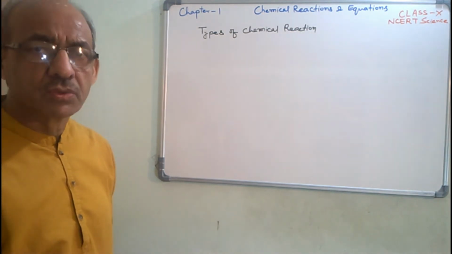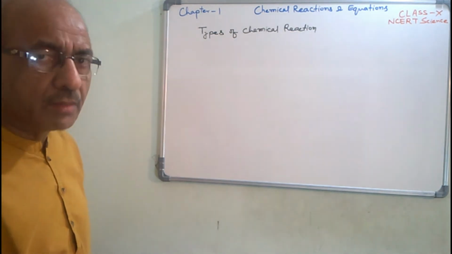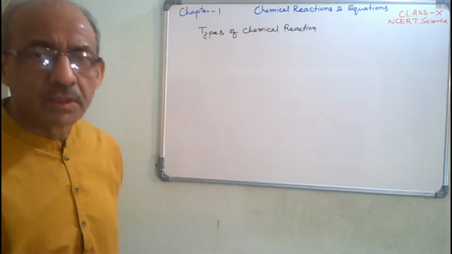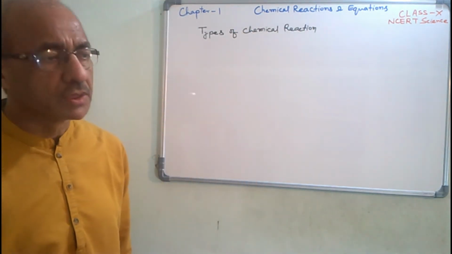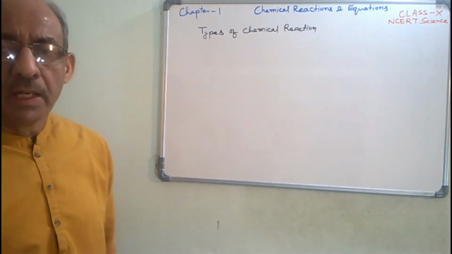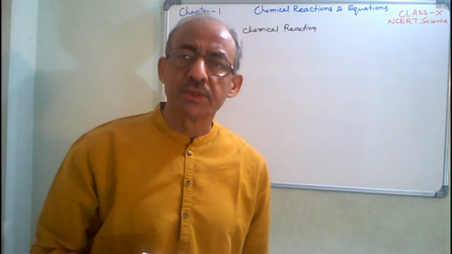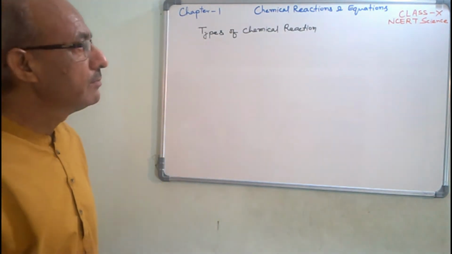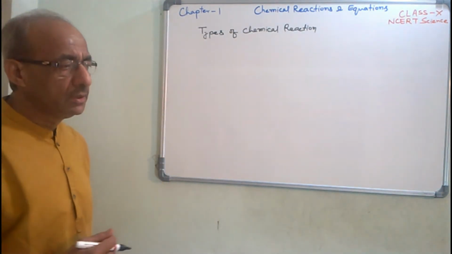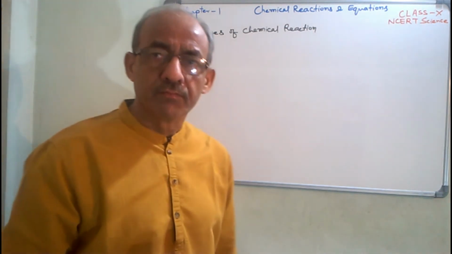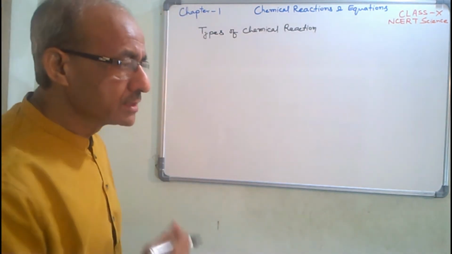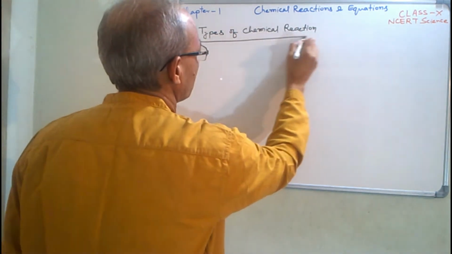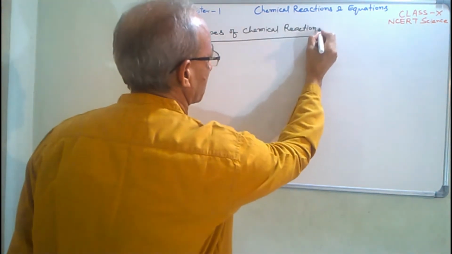During the last two sessions, we have discussed what chemical reactions and equations are in detail. And thereafter, in the second session, we have studied how to balance the various types of chemical reactions. In this session, we will start discussing the various types of chemical reactions.